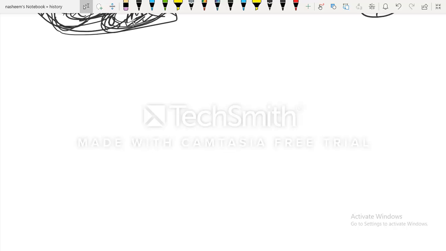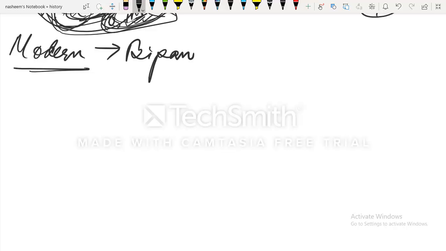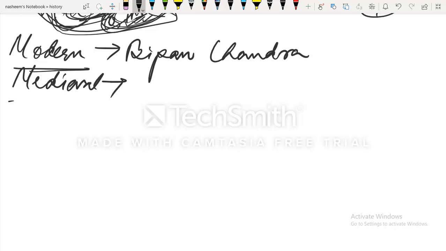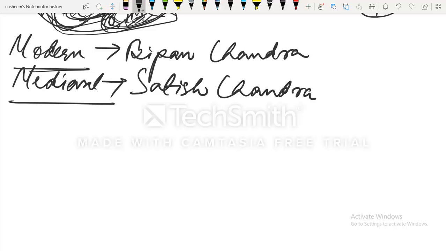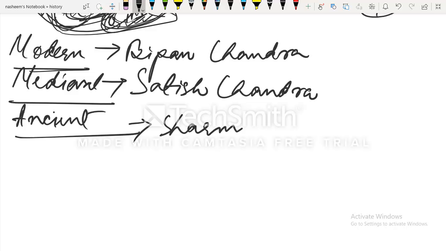Well, personally, for modern India, it is Bipin Chandra. For medieval, we have Satish Chandra, possibly brothers, and for ancient we have Sharma. And this Bipin Chandra is the same book as in standard 11 of NCERT.